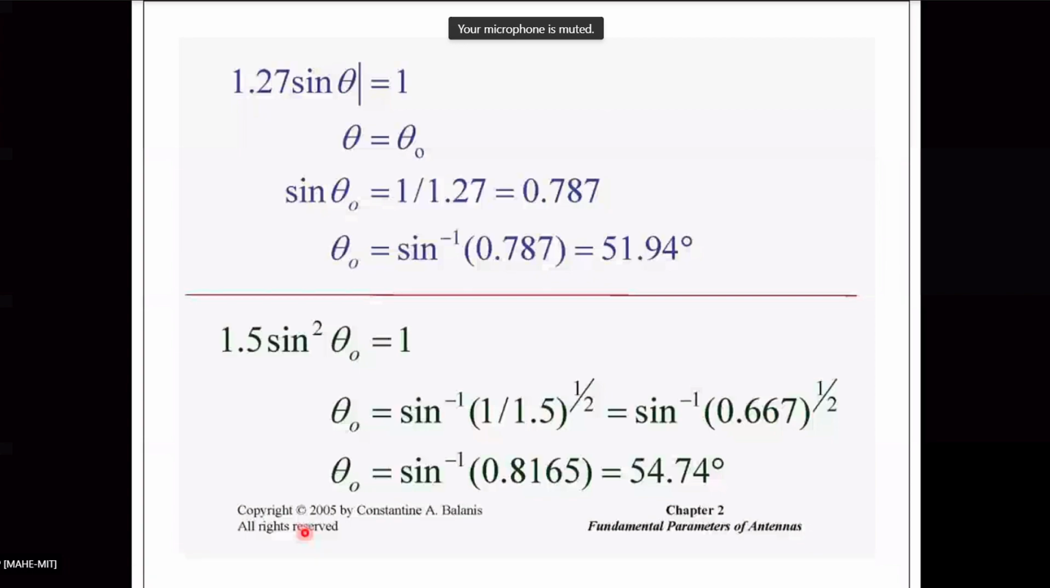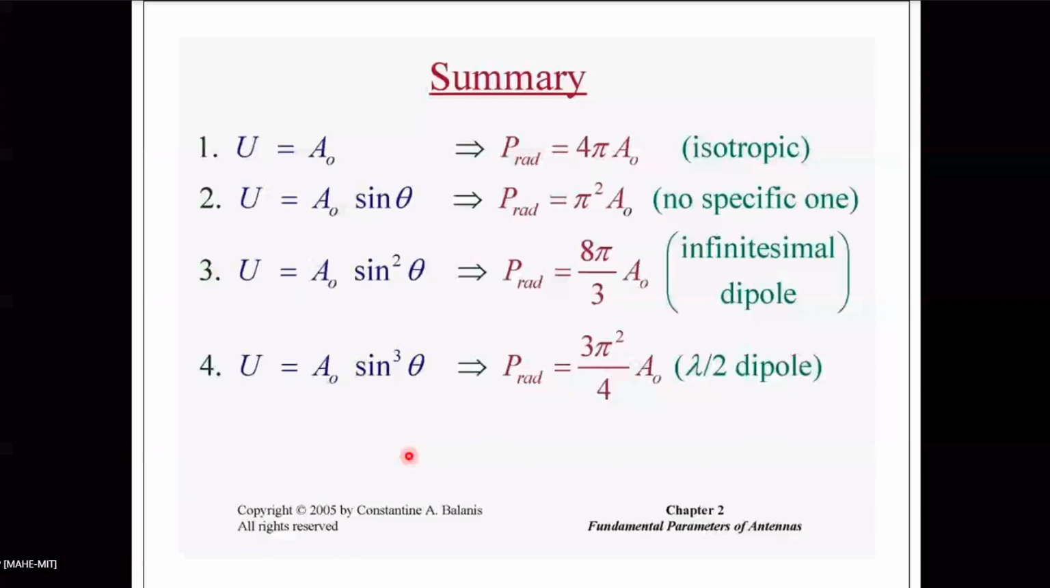So we can ignore this slide. This is not required. This is when the value becomes 1, equal to the isotropic value. D naught sine theta equal to 1. That is not important. Here some expressions for U are given: one is A naught sine theta, A naught sine squared theta, A naught sine cube theta. So he has given the equivalent P rad for all these cases.